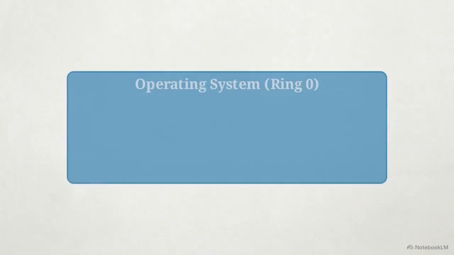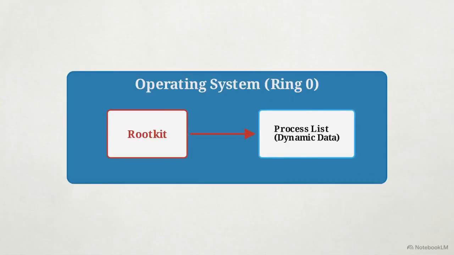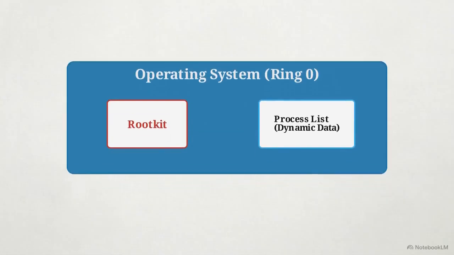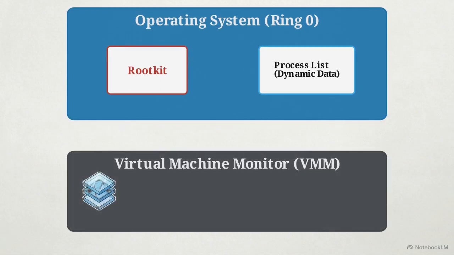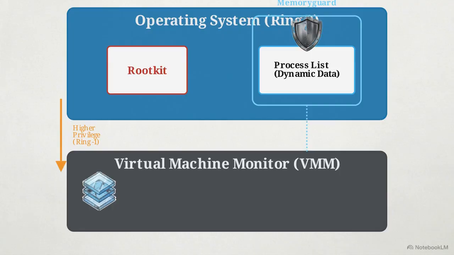To stop dynamic data tampering, the defense layer must be positioned with a higher privilege level than the rootkit. It must move below the operating system, down to the virtual machine monitor, or VMM. This diagram shows the VMM sitting directly beneath the OS. From this vantage point, the VMM establishes memory guards, transparent boundaries that constantly monitor any write operations directed at sensitive dynamic kernel structures. When a write request arrives, the VMM enforces a protocol known as access invariance.